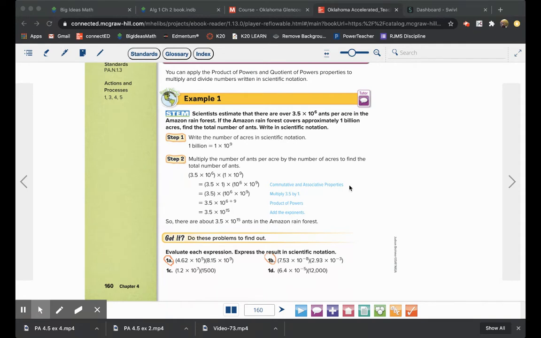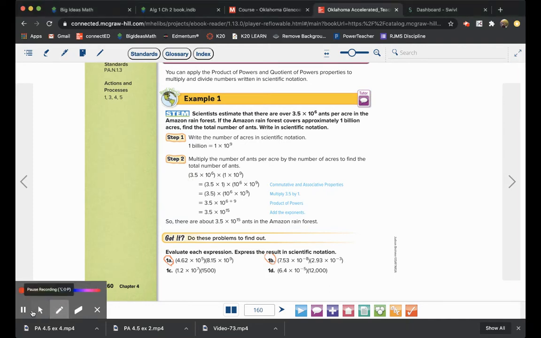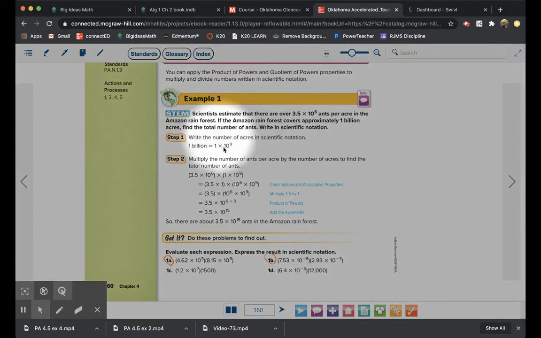It says scientists estimate that there are over 3.5 times 10 to the 6 ants per acre in the Amazon rainforest. If the Amazon rainforest covers approximately 1 billion acres, find the total number of ants and write it in scientific notation. They showed us that 1 billion is 1 times 10 to the 9th power. So here's our problem: 3.5 times 10 to the 6th times 1 times 10 to the 9th.